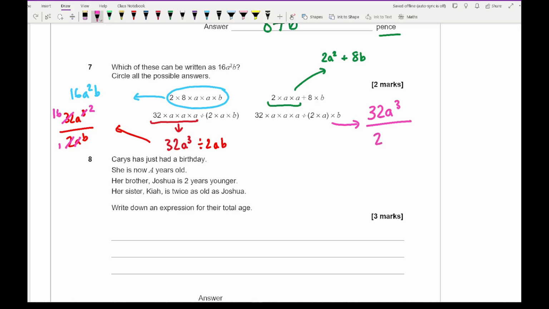So moving on to the next one, I've got 32A cubed divided by 2AB. So looking at this one here, I'm going to end up with 32 divided by 2, which is 16. Actually, there is no B there, because I've just remembered that the B's in the bottom, not in the brackets. It would look like this. And that then becomes 16, and then that A cancels with that to make A squared. So what I'm left with is 16A squared B, which is correct. I can put a circle around that one.